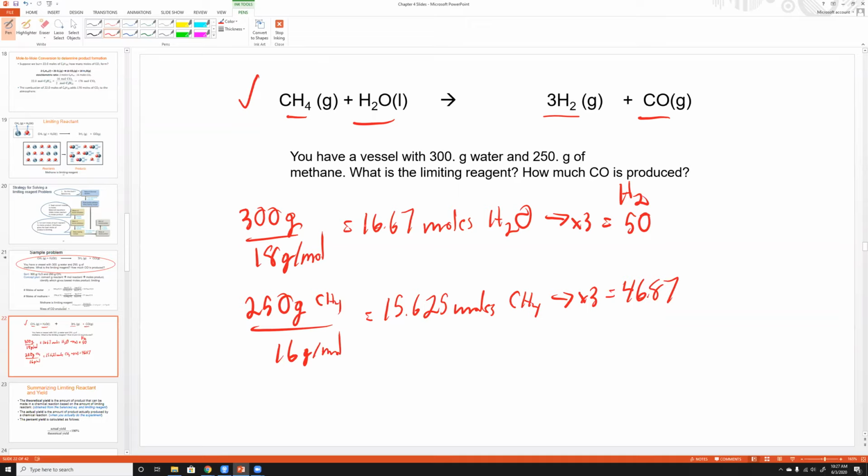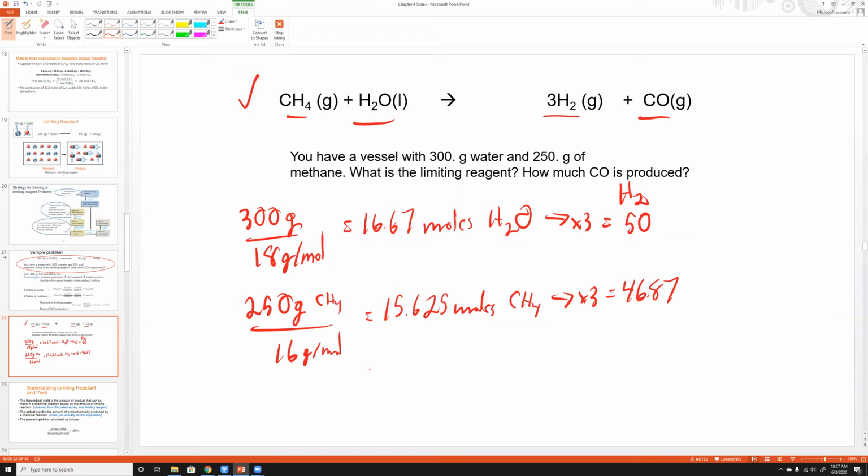So if we did that, we could see that 1 mole of reactant 1 reacts with 1 mole of reactant 2. So if we have these mole numbers, we can subtract them and get 1 point whatever moles. Let's do that right now. 16.67 minus 15.625. You have 0.0425 moles times H2O molar mass, which is 18. And so I'll write that down.